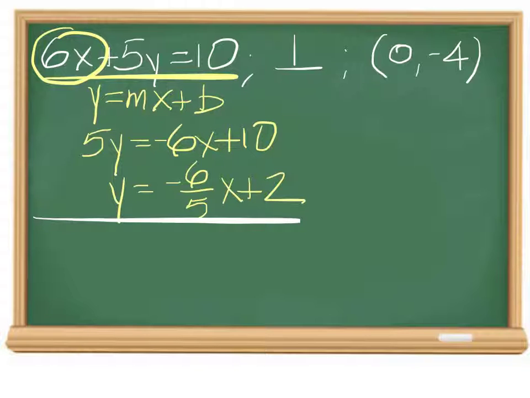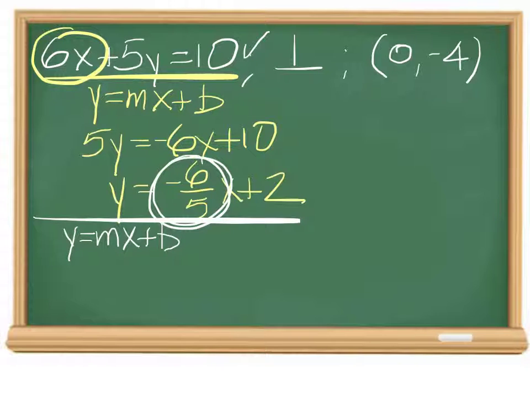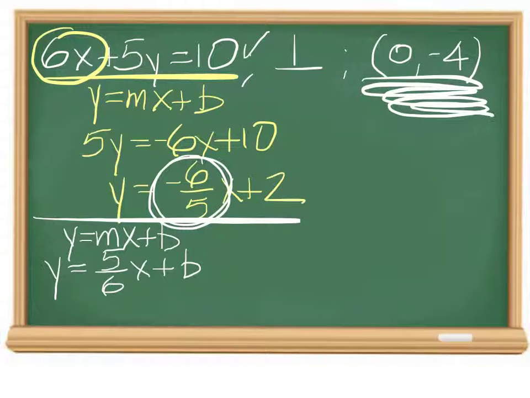So we've changed this equation. Now you have to make a new one, and you must include the negative reciprocal of this slope. What is the negative reciprocal of that slope? 5 over 6. So y equals 5 over 6 x plus b, and then plug in this point.